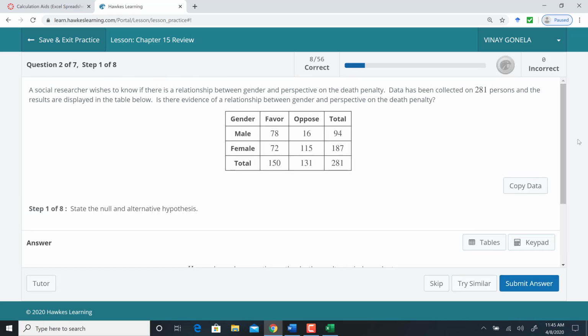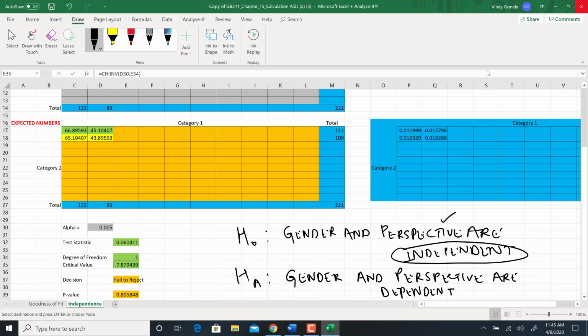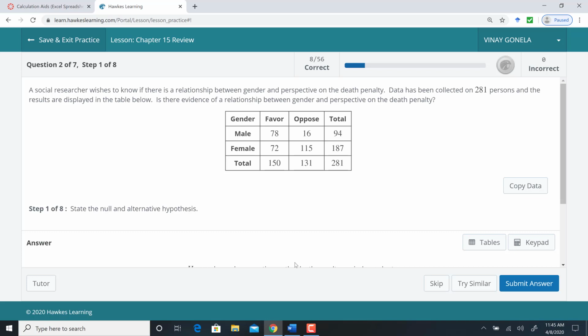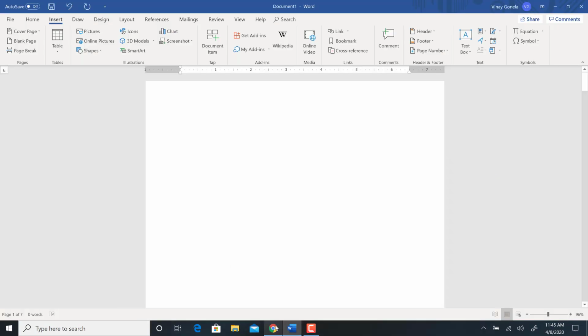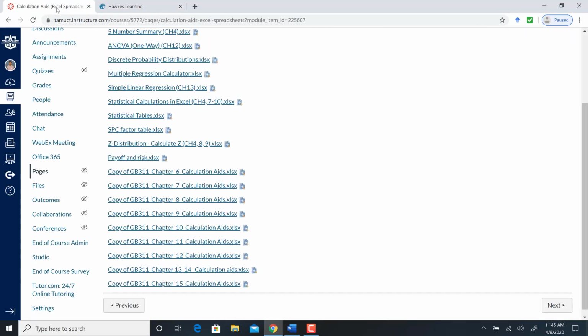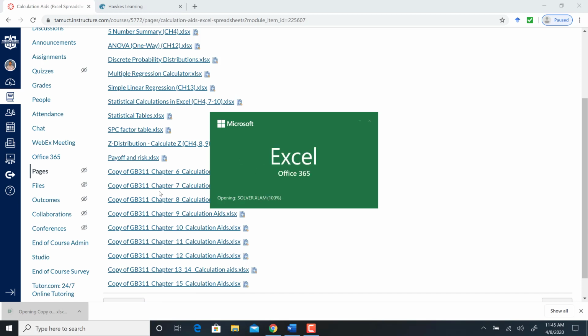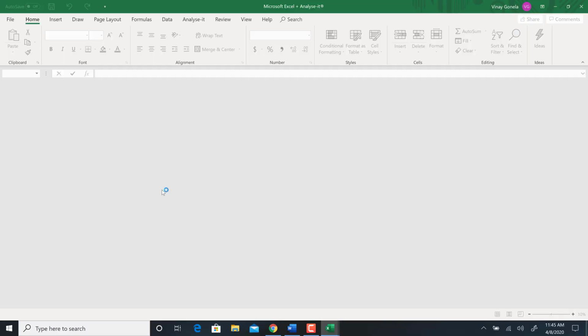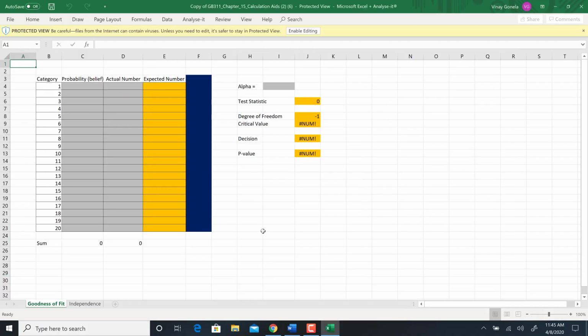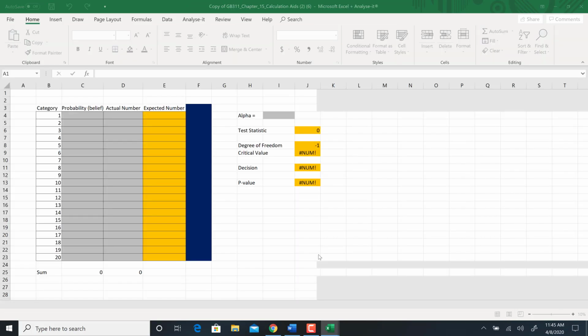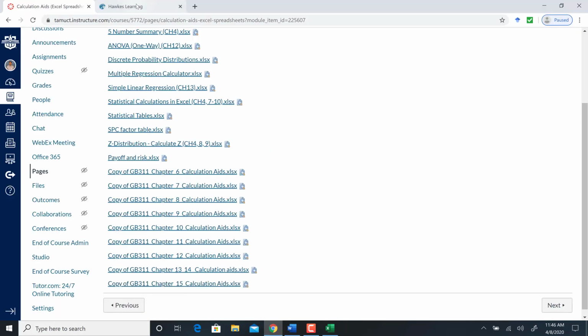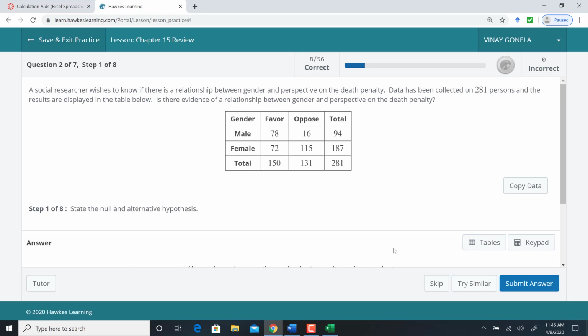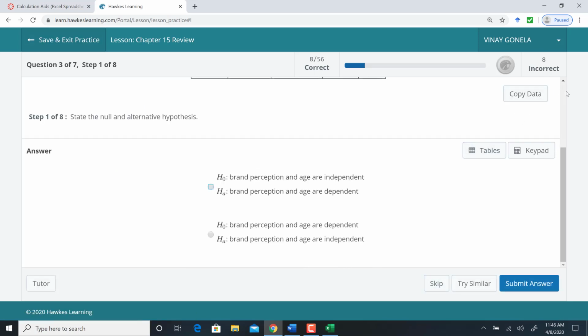Again, you can take the same, this is a different problem. So we can again do the same problem. I will close this because I have written some of this stuff here. I will open a new calculation aid and copy this data. I will go to chapter 15 calculation aids again and download it. I think this is the same gender favor oppose, same kind of problem. I will skip this and try to find a different problem.